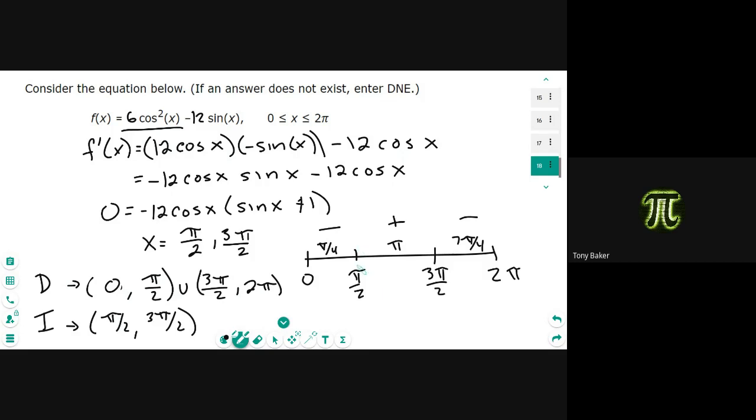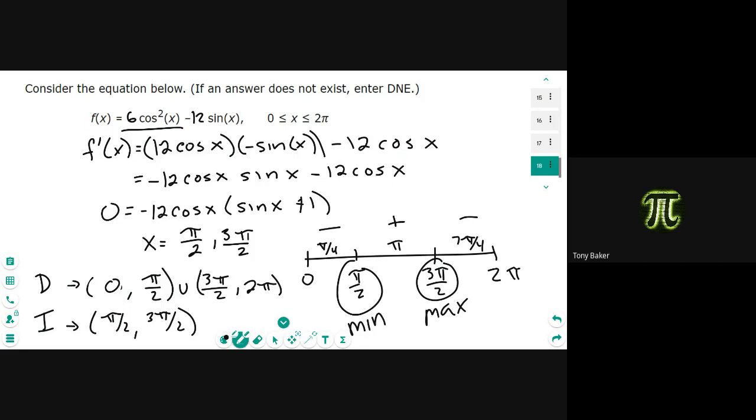Okay. So we now can use this. I know that at pi over 2, it was decreasing going into it and increasing out of it, so that's going to be a minimum. And at 3 pi over 2, it's increasing in and decreasing out, so that's going to be a max. Then you plug them into the original problem, giving negative 12 and 12 for those values. Yeah, you plug those back into the original problem.